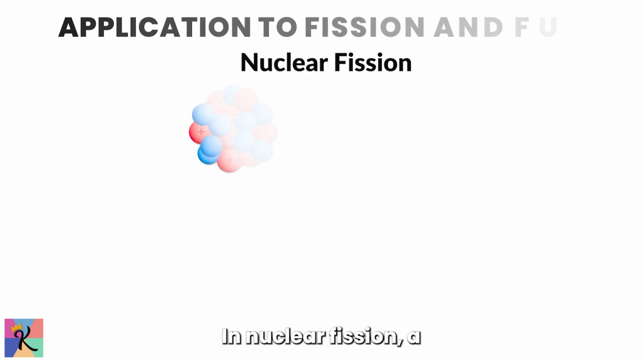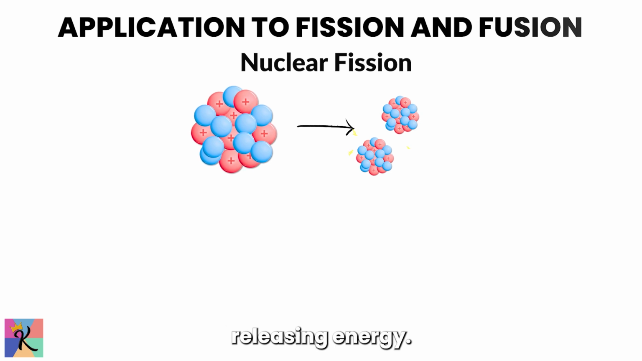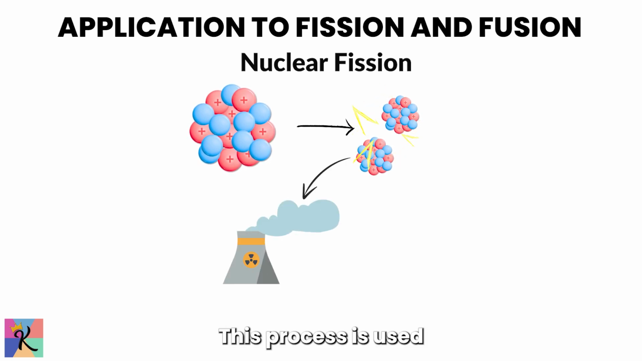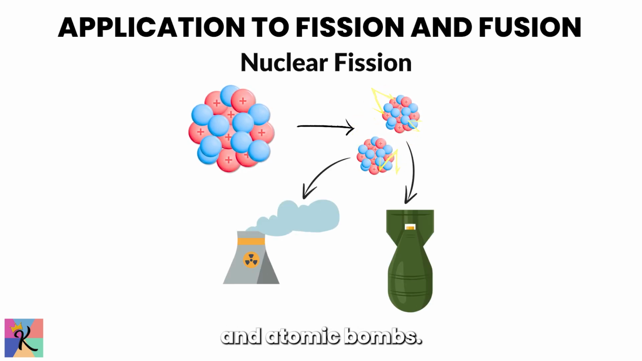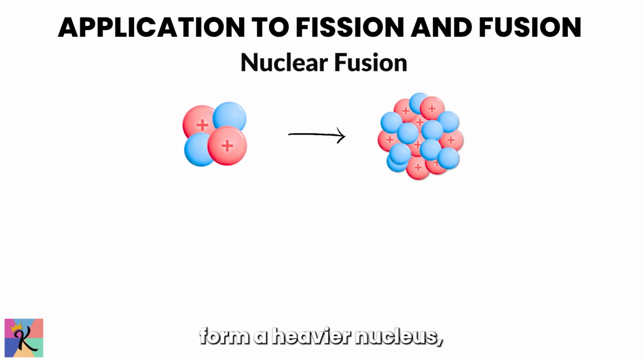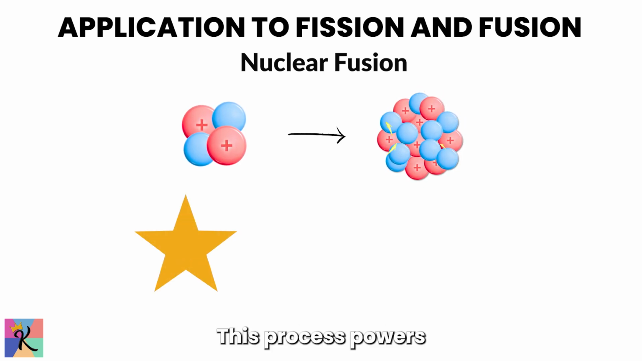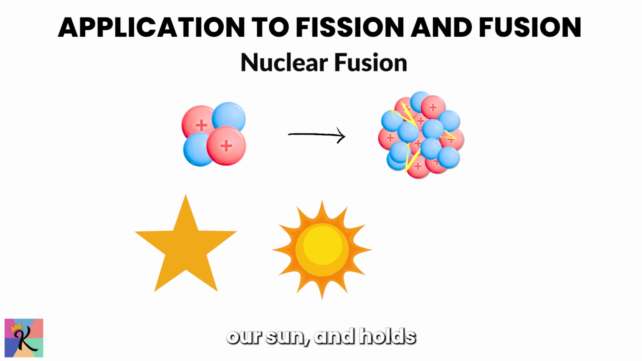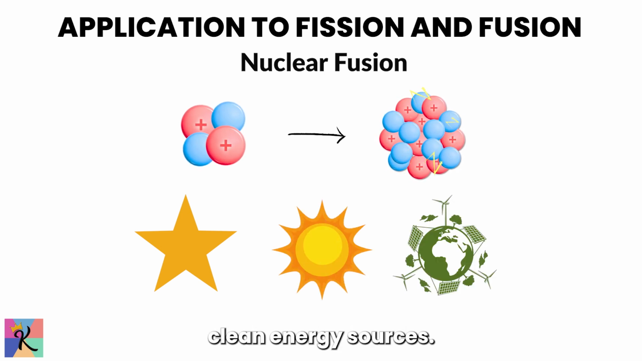In nuclear fission, a heavy nucleus splits into smaller nuclei, releasing energy. This process is used in nuclear reactors and atomic bombs. In nuclear fusion, light nuclei combine to form a heavier nucleus, releasing energy. This process powers stars, including our sun, and holds potential for future clean energy sources.